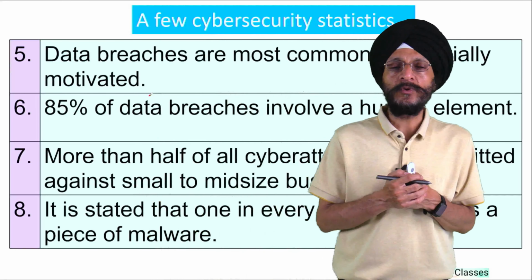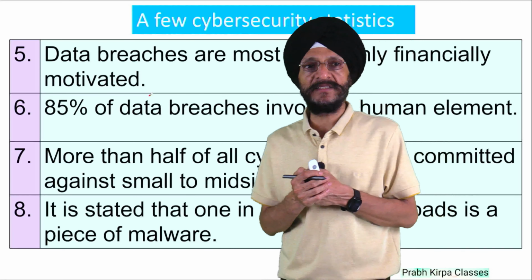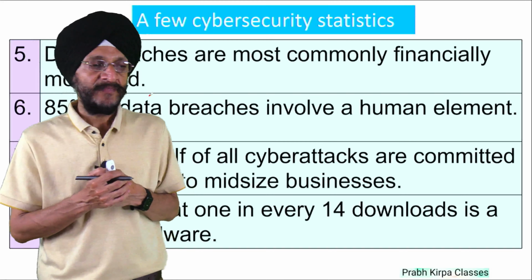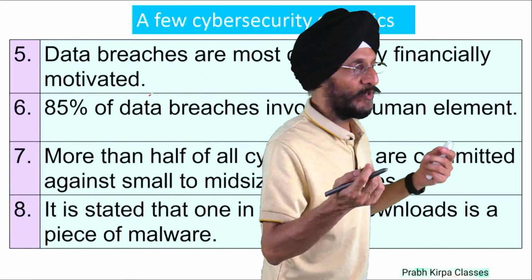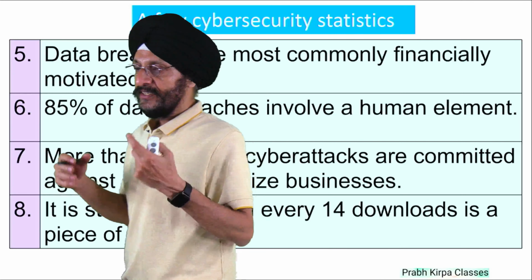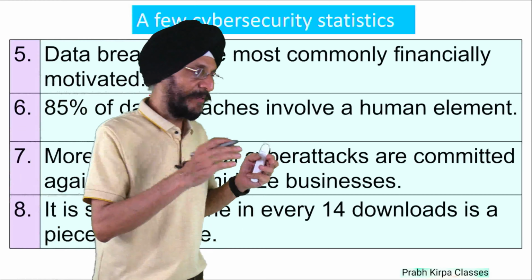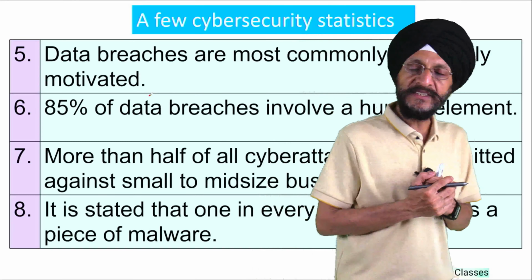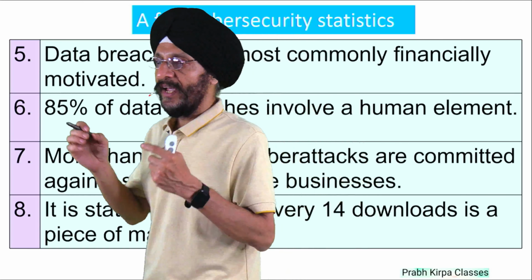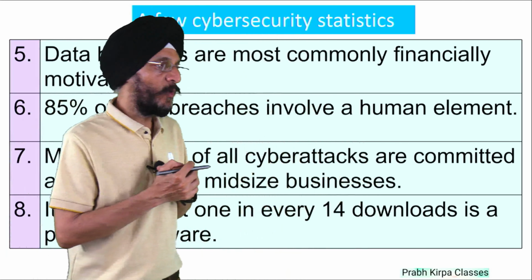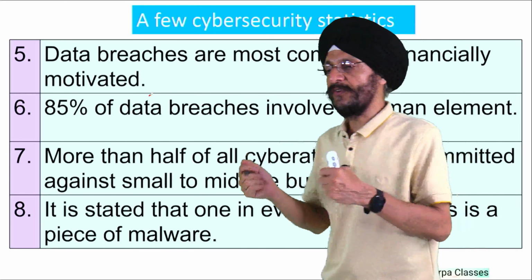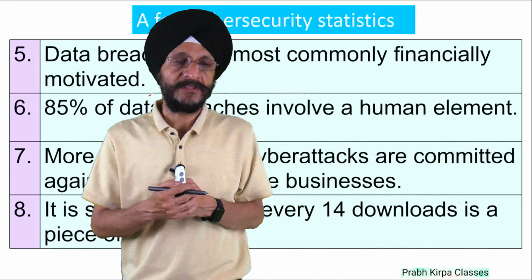Seventh, more than half of all cyber attacks are committed against small to mid-sized businesses, whereas an ordinary individual thinks that he will not be a target of cyber criminals, whereas the cyber criminals think otherwise. They think that small organizations or an ordinary individual will not take cybersecurity measures, so they are the soft targets of cyber criminals.